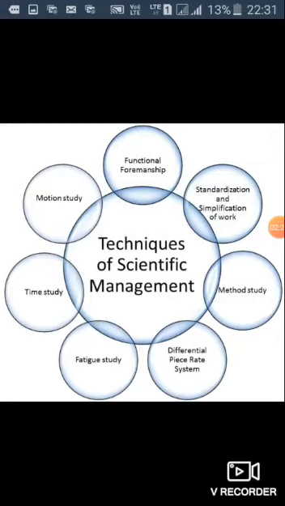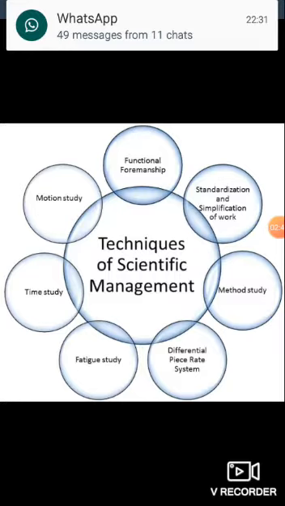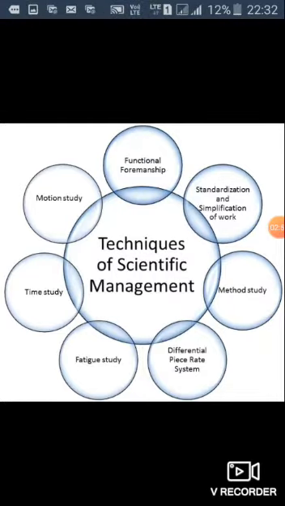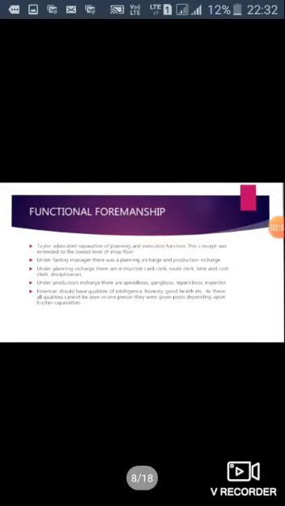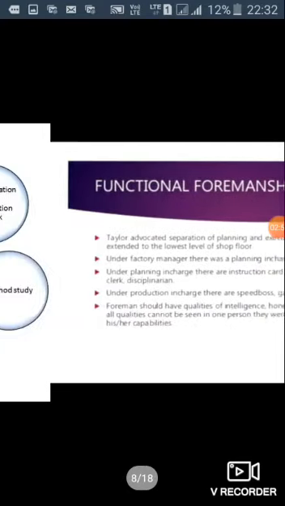Then there is differential piece wage rate, that is mainly a difference in the wage rate. With the name itself you can understand what these things are all about. Method study: what is the best method of doing a particular work. Likewise functional foremanship, standardization and simplification. Out of these, functional foremanship and standardization are a bit large. So let us see what functional foremanship is.